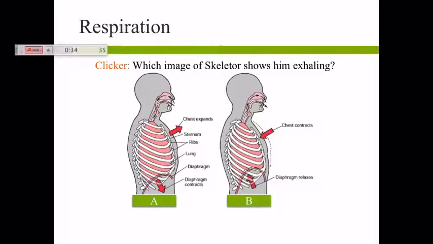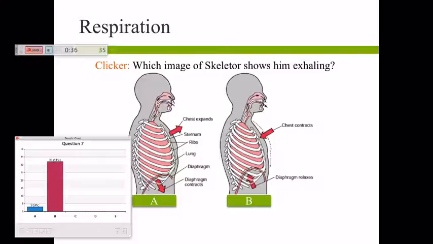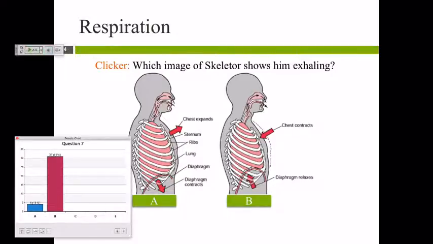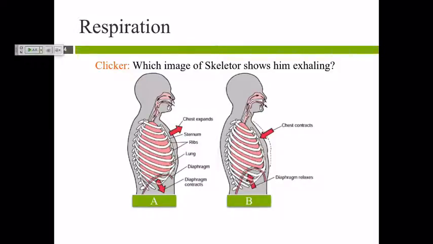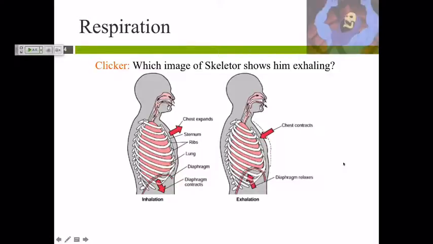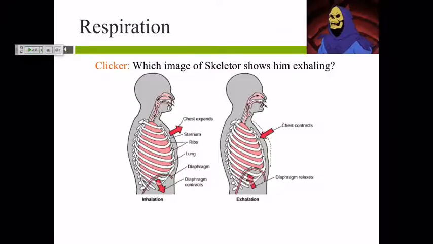Is everyone clicked in? Okay, so even though it's written at the bottom, we still got some people that didn't answer it. Okay, so B is him exhaling. Why? Molecularly, what's happening in the one on the right? Talk amongst your group. Try to figure out what's happening on the one on the right that makes us know that Skeletor is exhaling.